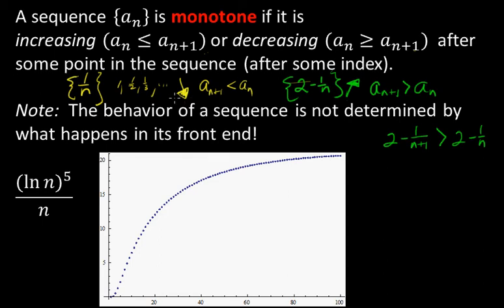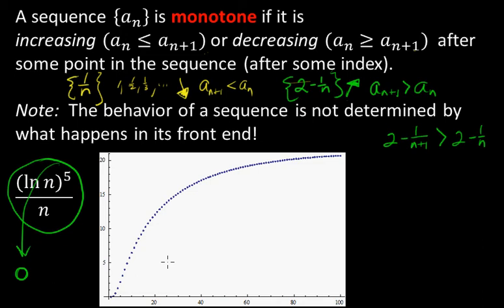But something the author doesn't mention that is also important is that the behavior of a sequence is not really determined by what happens in the first 50 terms or the first 100 terms. It's the tail end behavior of a sequence. So for an example, I just wanted you to see one. We know that powers of n will beat out powers of natural log n eventually. We know that this sequence will eventually get close to 0, and that its limit is 0.